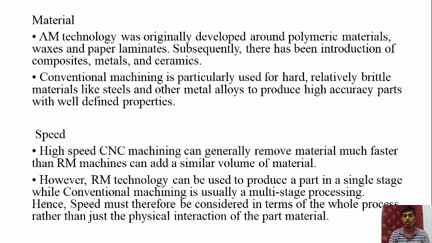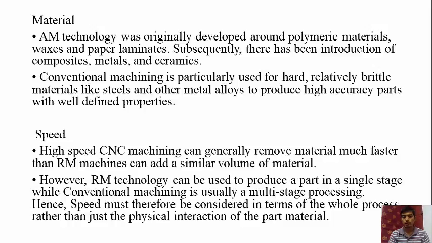So let's go to the material part of it, where conventional machines and other CNC machines can be used only for very strong materials like metals and others, whereas additive manufacturing has a wide variety of materials that can be used in it. For example, it starts from polymeric materials, waxes, to ceramics and composites. So all metals, which are also soft, can be used in additive manufacturing.